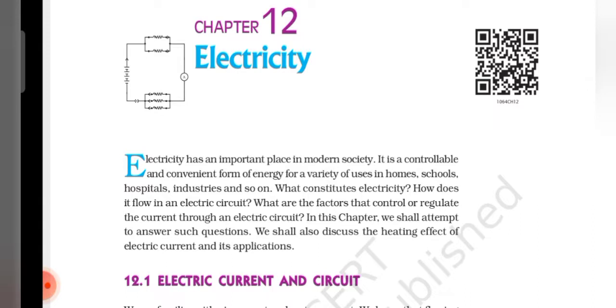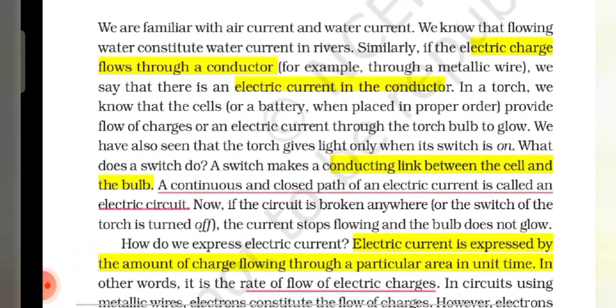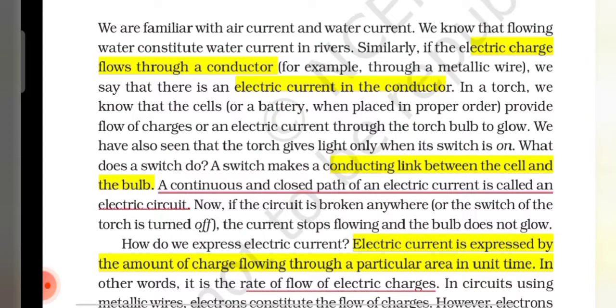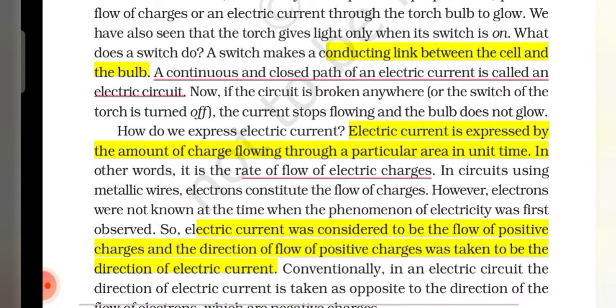And now I'll tell you the exact definition of current. Here I have underlined all the main points in yellow. You can underline them in your book, so it will be easy for you. Electric current flows through a conductor. The main definition of electric current is the amount of charge flowing through a particular area in unit time. Or you can also say, in other words, that it is the rate of flow of electric charges.